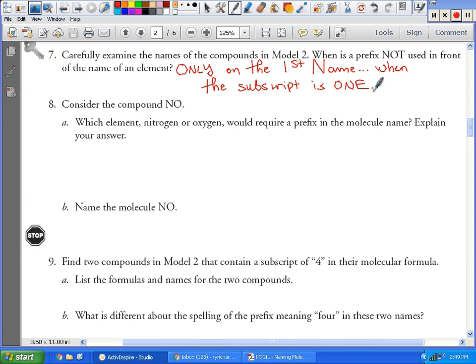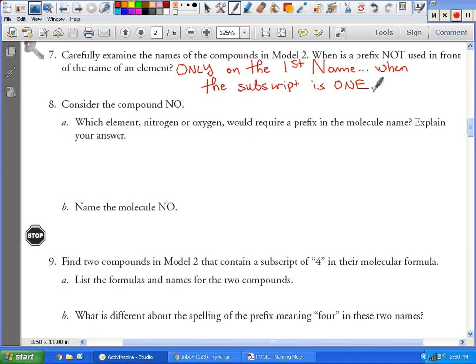Because when does the second element have a prefix? Carefully examine the names. When is a prefix not used? Only on the first one when the subscript is 1. Does that make sense? Okay, so if you didn't write it like that, you need to make sure that you have it this way. All right, number 8. Consider the compound NO. What 2 elements are that? Nitrogen and oxygen. Which element, nitrogen or oxygen, would require a prefix in the molecule name? Oxygen. Why?